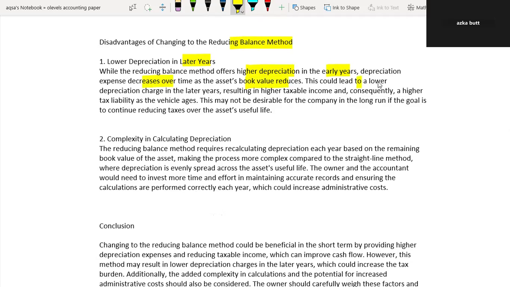So this could lead to a lower depreciation charge in the later years, resulting in higher taxable income and consequently a higher tax liability as the vehicle ages. So this may not be desirable for the company in the long run if the goal is to continue reducing taxes over the asset's useful life.